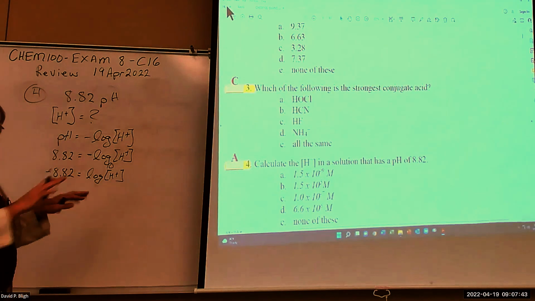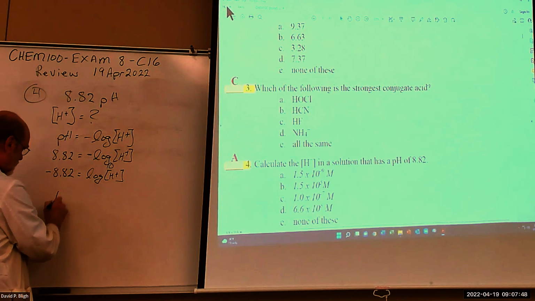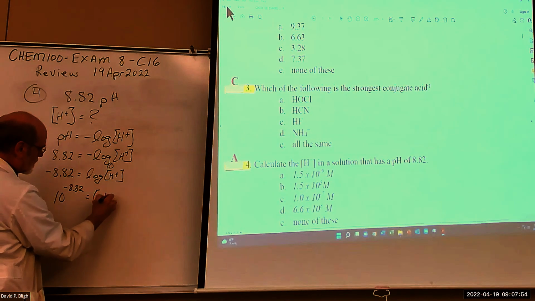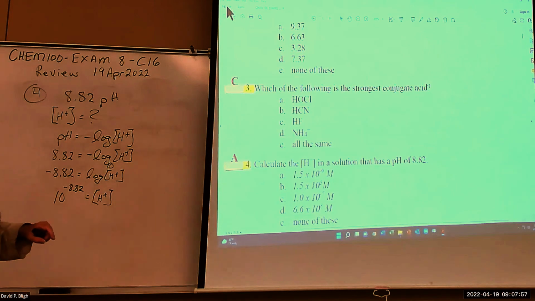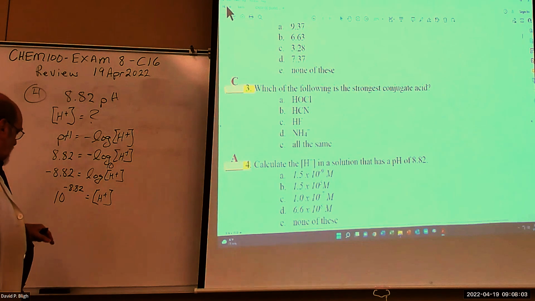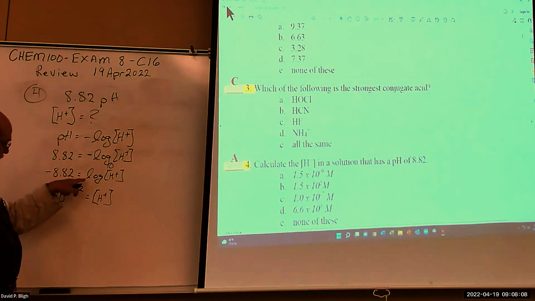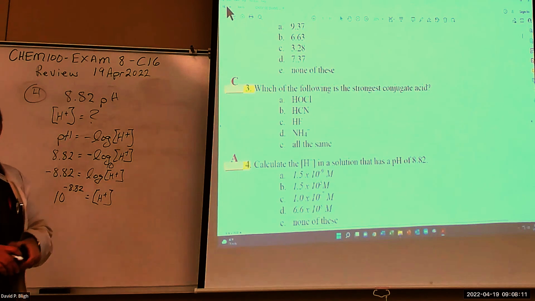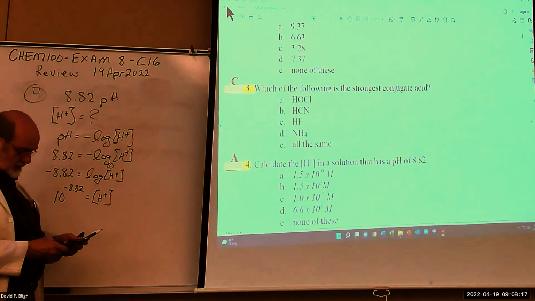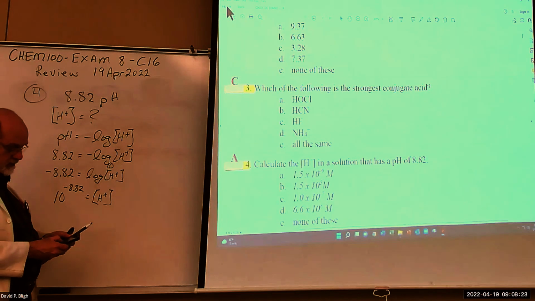I'm going the long way just to show you every minute step. That means that this power, this 10 to that power is equal to that. That's known as the anti-log of this value. And this is the way it would look on your calculator. You would have 10 to the x, and the x would be the negative of that pH. So all I have to do now is punch in 8.82, negative sign, and then go to my 10 to the x.